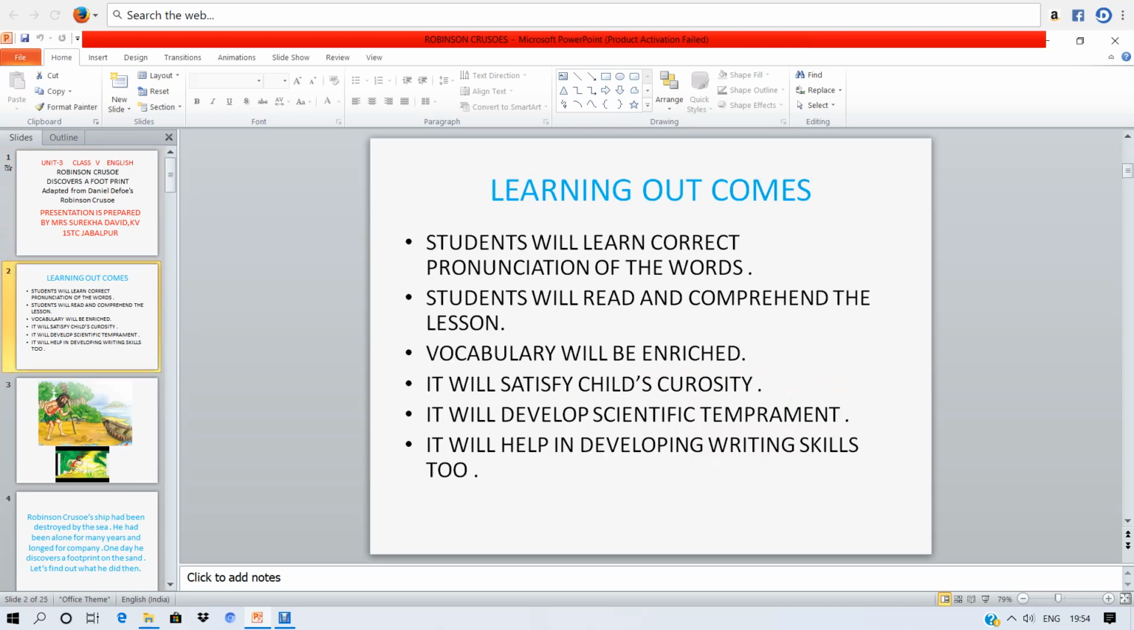Children, let us see the learning outcomes of this lesson. When you study this lesson, you will learn to read correctly and the correct pronunciation of the words too. You will be able to read and comprehend the lesson. Your vocabulary will be enriched. It will satisfy your curiosity and develop scientific temperament. Children, it will help in developing your writing skills too.